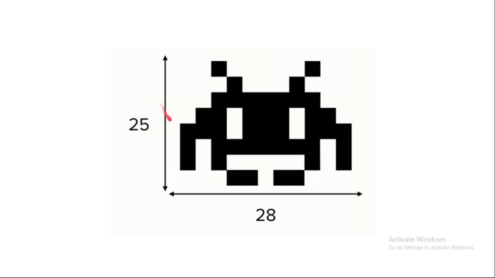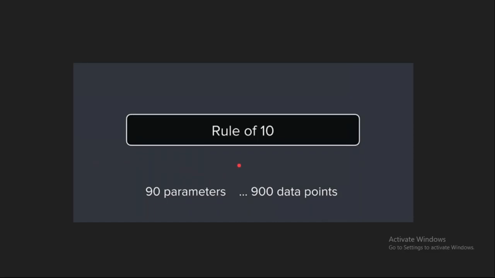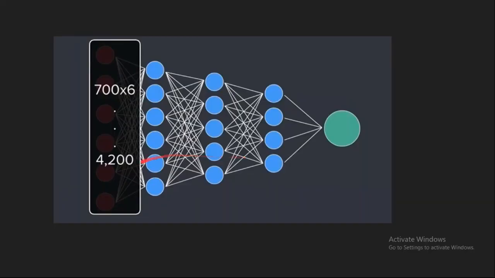25 cross 28 is 700, so we will have 700 input neurons. You can think of it as 700 inputs, then hidden layer 1, hidden layer 2, hidden layer 3, then the output. So the total neurons that my deep learning model will have is close to 4200. Now, as I said, the rule of 10: how much data do I need for it? What is the number of images that I need, the labeled data? Can somebody tell me?